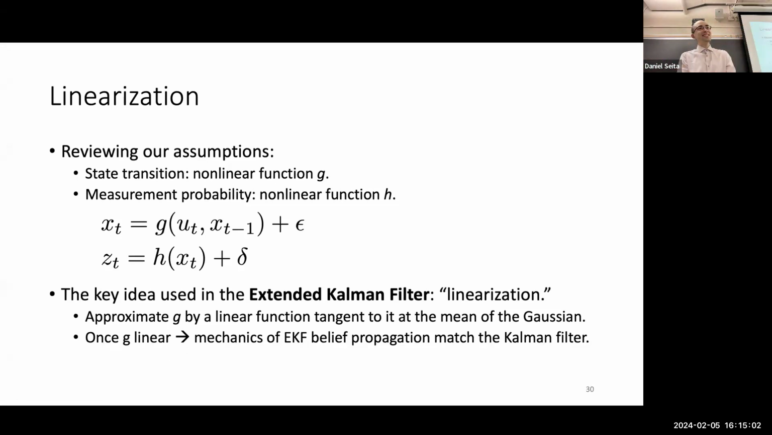Does that make sense? Of course, how good of an approximation this is depends on how close G and H are to actually being linear functions. If they're completely crazy functions, then the linearization is going to be a very bad approximation. But the key idea is if it's close enough to being linear, maybe we can give it a shot.